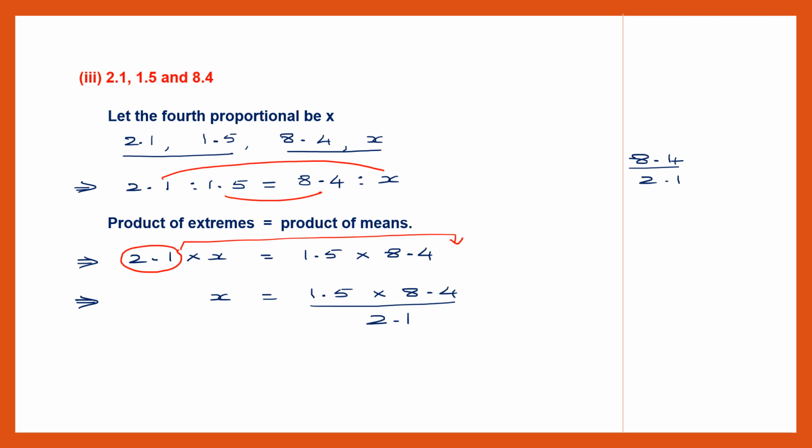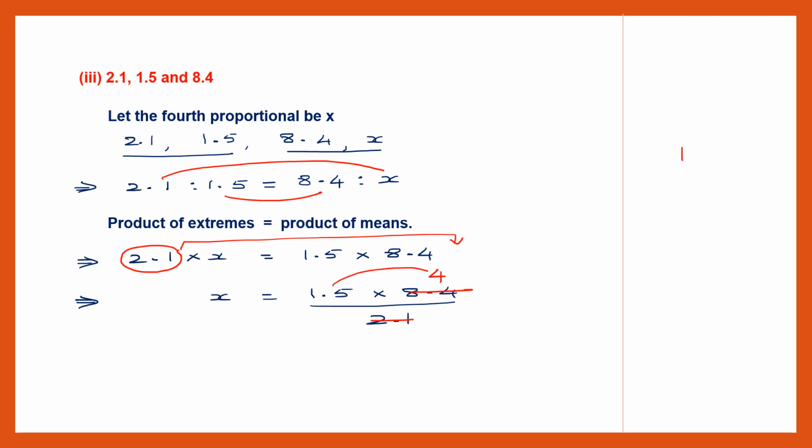Now let's make them whole numbers by removing the point. So multiply by 10. When we multiply by 10, the point moves to the right by one place. So we get 84 by 21. Now 21 into 4: 4 ones are 4, 4 twos are 8, is 84. So when you divide 84 by 21, we get 4, because 21 into 4 is 84. So here I can cancel 2.1 and 8.4. I get 4 here.